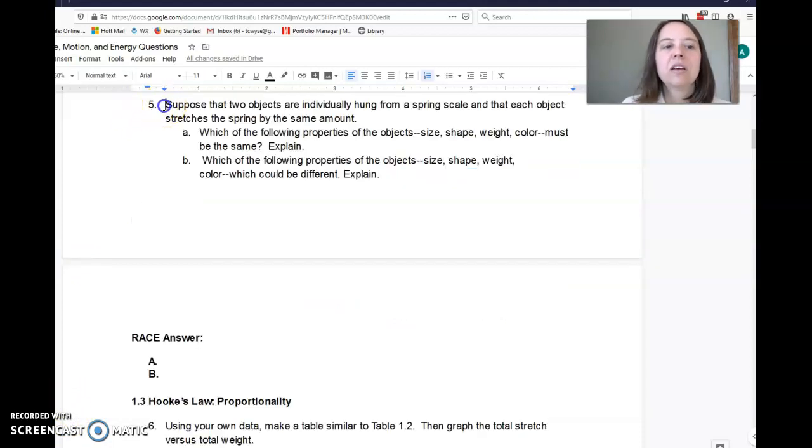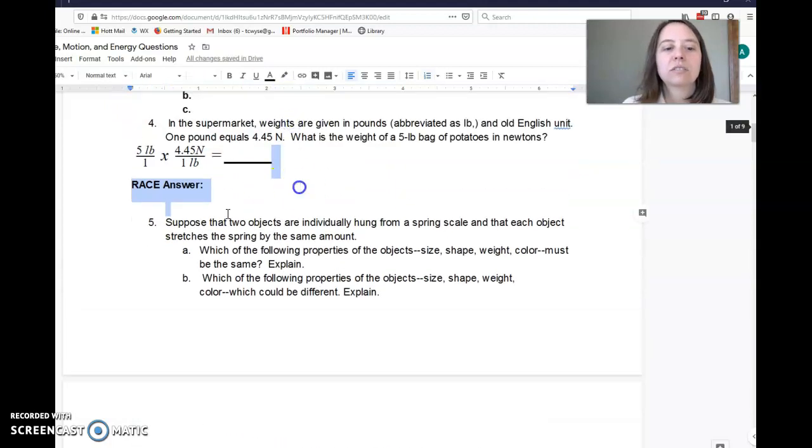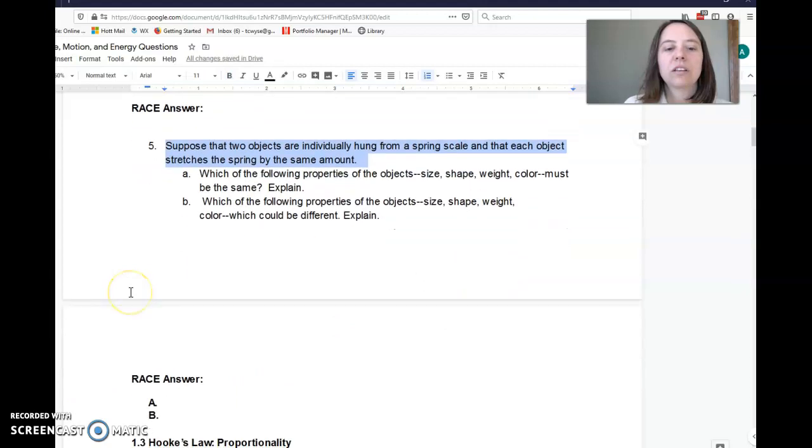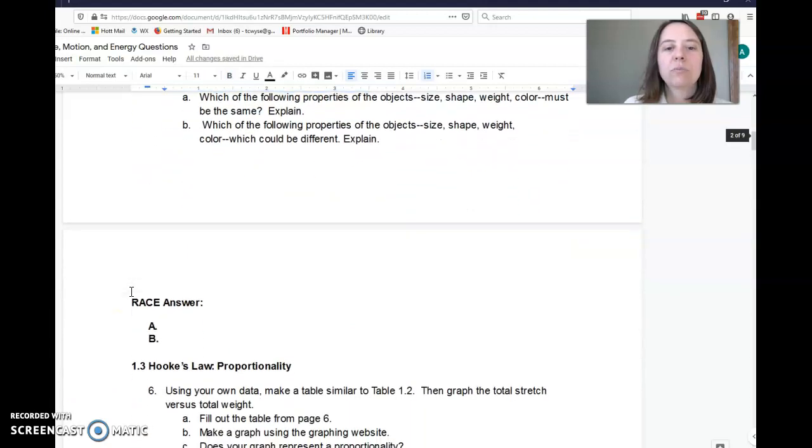Number 5, suppose that two objects are individually hung from a spring scale and that each object stretches the spring by the same amount. And the questions are: A, which of the following properties of the objects, size, shape, weight, or color, must be the same, and explain? And B, which of the following properties of the objects, size, shape, weight, and color, could be different, and explain?